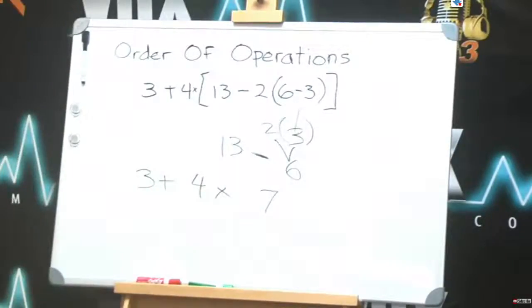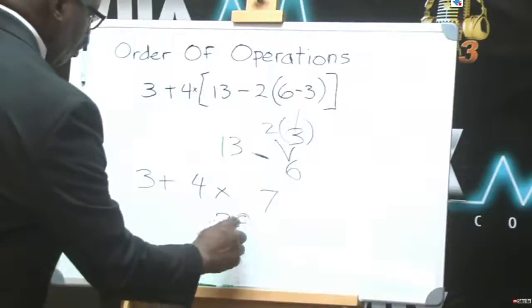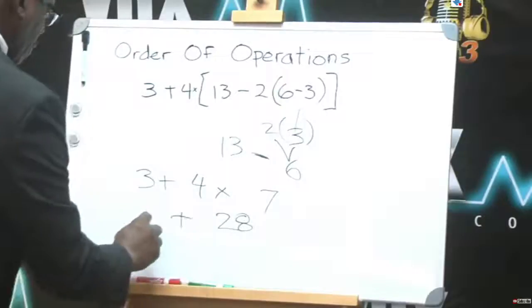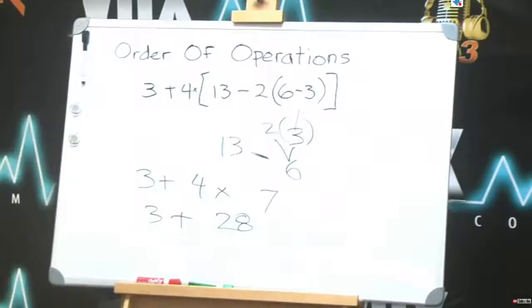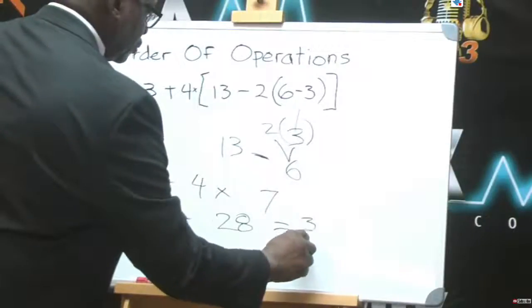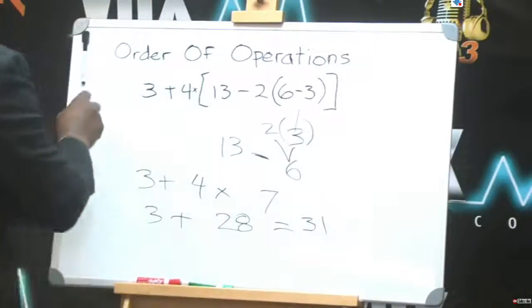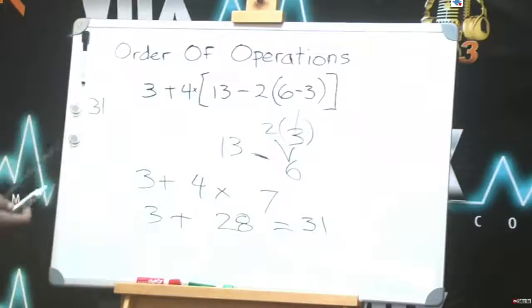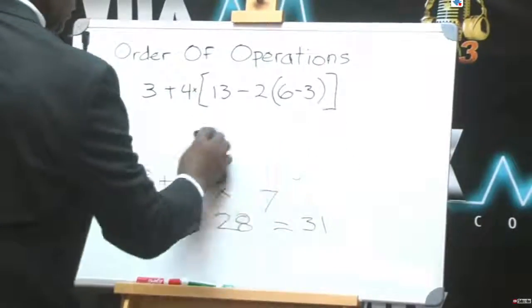So again, what do we do next from left to right? Multiplication. 4 times 7 is 28. And 3 plus 28 is 31. So we're going to write 31 over here. That's our answer.